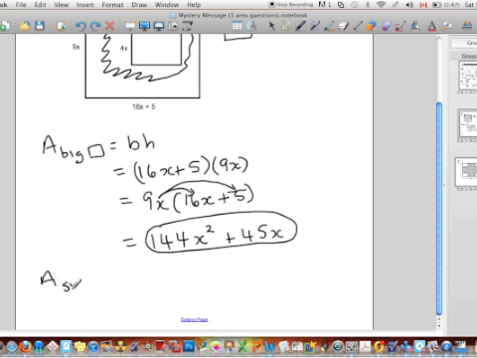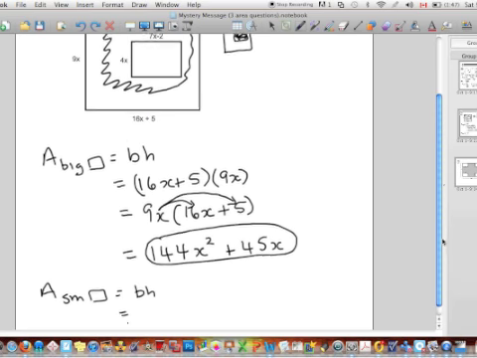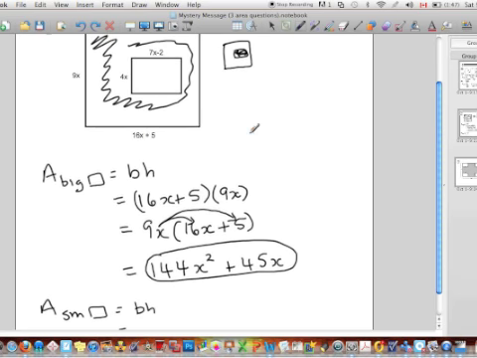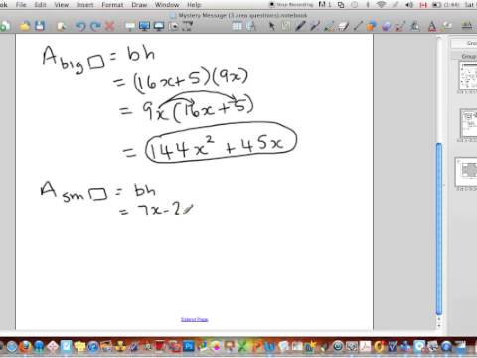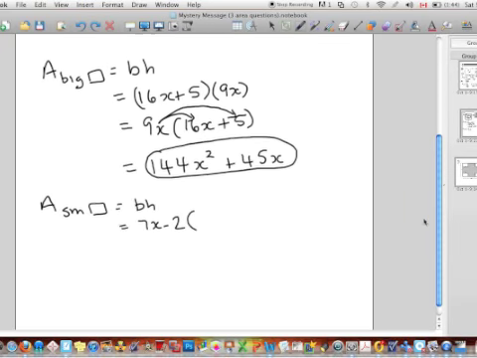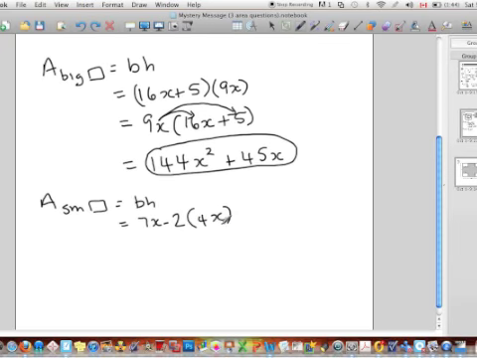Now, I'll do the area of the small rectangle. You do have to rewrite the formula. It's the same thing. So the sides of my small rectangle are 4x and 7x minus 2. So my base is 7x minus 2. And my height is, what did we say, 4x. Again, I can switch these around. You can do it from the very beginning if you're comfortable. 4x times 7x minus 2.